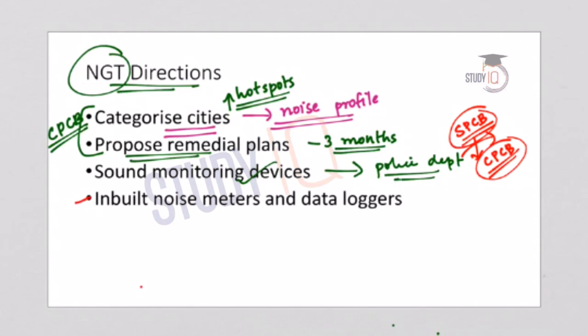And now the third important stakeholder in controlling noise pollution is the manufacturers of public address systems. So the National Green Tribunal has also issued certain directions to the manufacturers of public address systems. According to the directions, they should provide an inbuilt noise meter and a data logger in their product. So this will help the regulators to establish violation and fix responsibility.